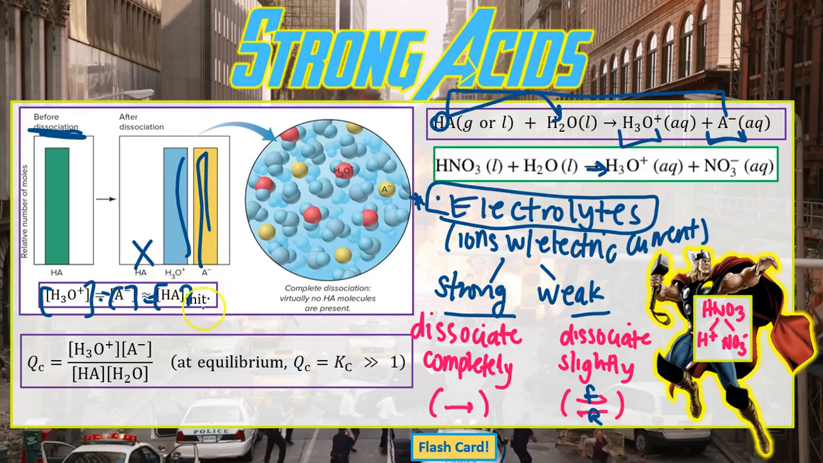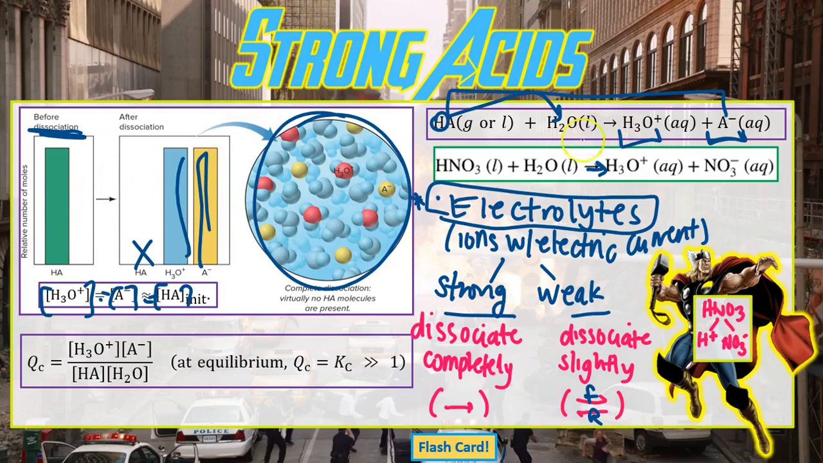And so that means our HA is completely used up, and there's virtually no HA molecules present. In lab, one way we prove this is that we take a dilute amount of a strong acid, mix it with water, and basically take a picture of it. And we see that we have all the products left over, and we have no HA left.